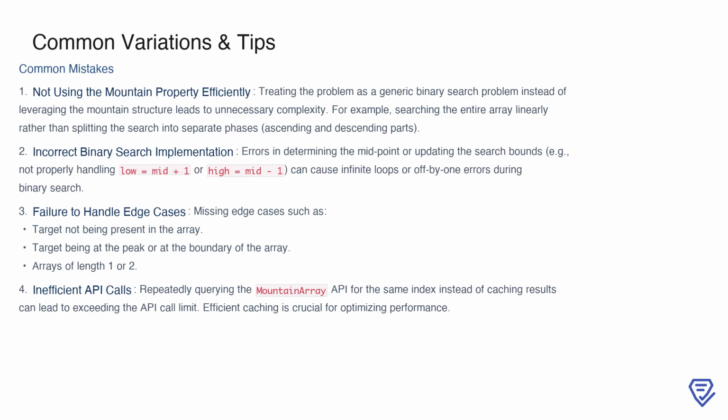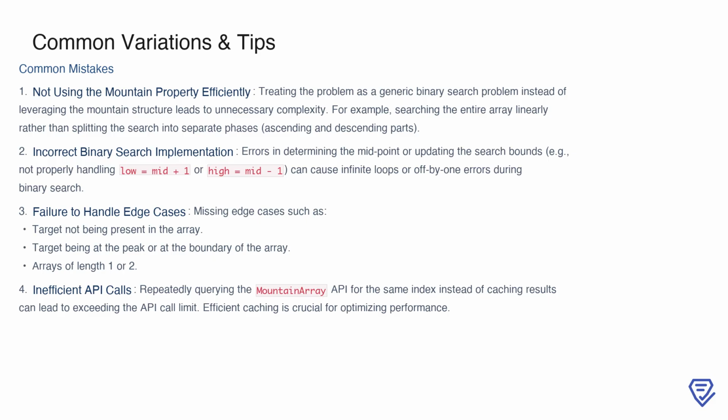When solving this problem, it's important to avoid some common mistakes that can make your solution inefficient or incorrect. First, not leveraging the mountain property of the array is a frequent issue. This problem isn't just a generic binary search. The mountain structure allows us to break the search into two distinct phases, ascending and descending, which simplifies the process. Searching the entire array linearly or treating it like a standard binary search leads to unnecessary complexity.